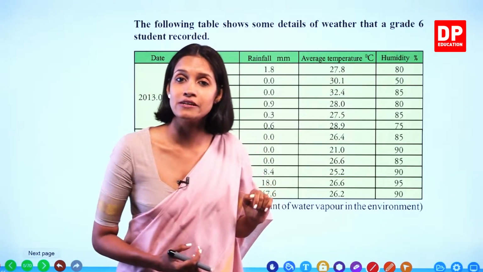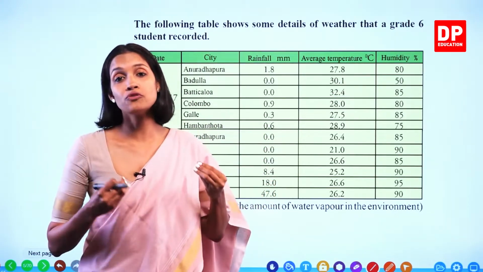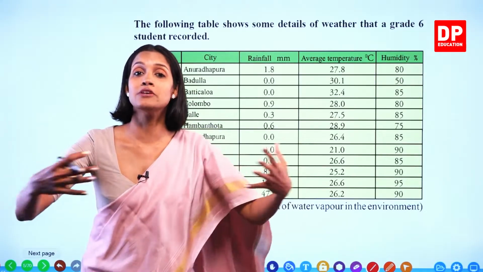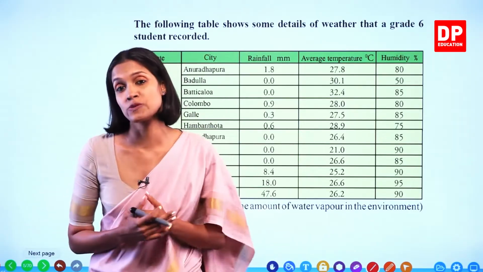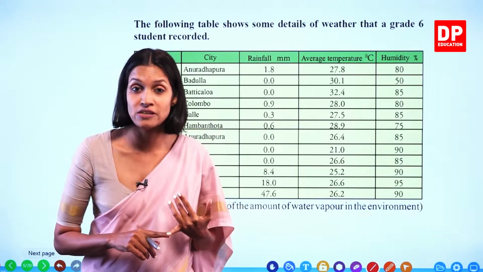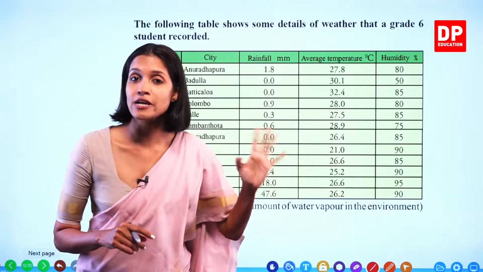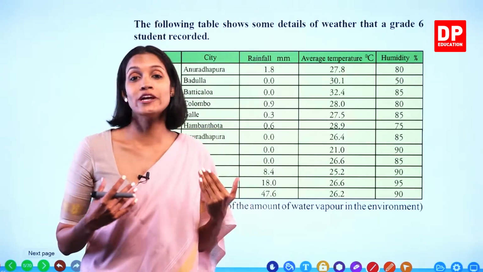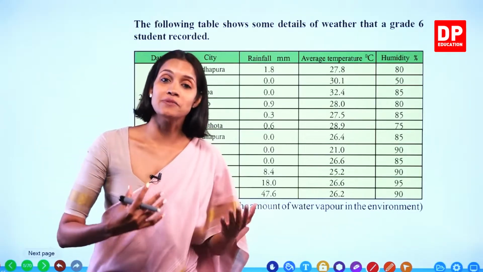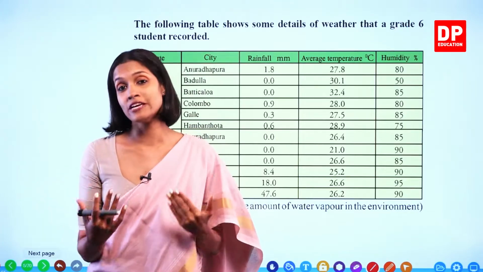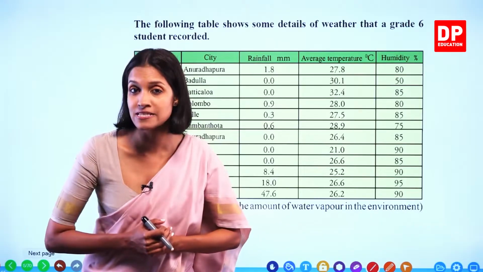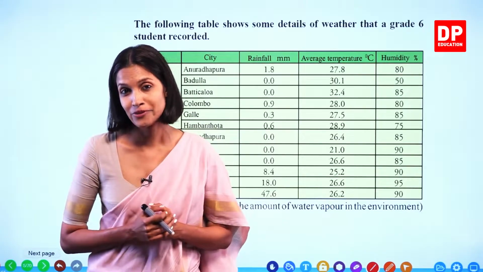What is humidity, children? Humidity means the amount of water vapor present in the atmosphere. You all know that atmosphere means it's a mixture of gases, different types of gases present. What are the gases that you all know? Oxygen, carbon dioxide, nitrogen, and water vapor also another type of gas. Gaseous state of water is known as water vapor, right? So the amount of water vapor present in the atmosphere changes from time to time, place to place, okay? So humidity means the amount of water vapor present in the atmosphere at a particular time, okay?